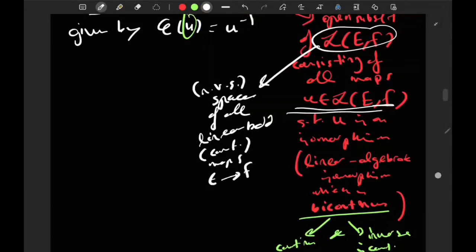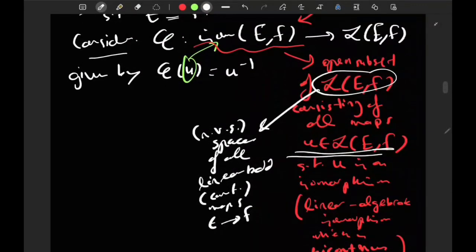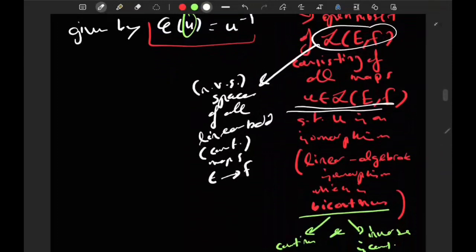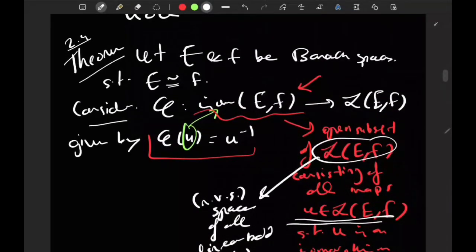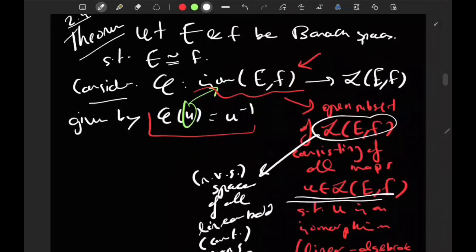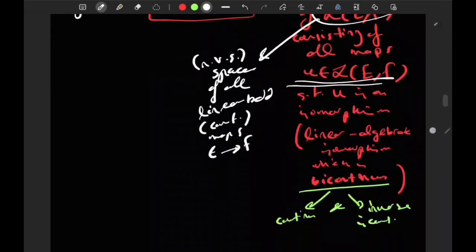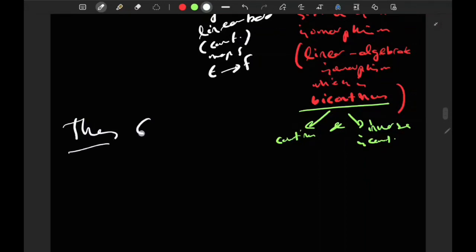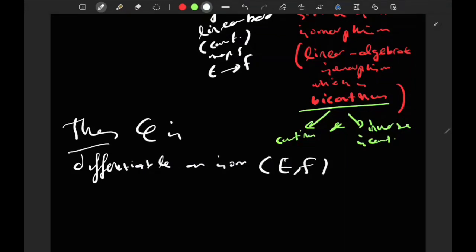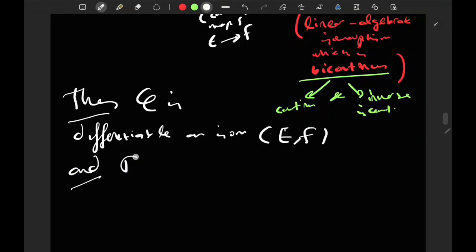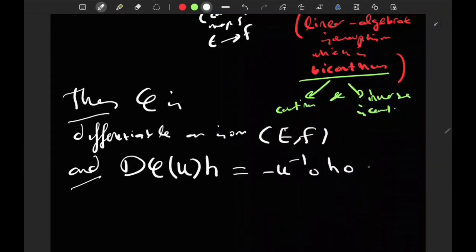Okay, and this map phi we discussed earlier in one of the sessions, and we noted that phi is a continuous map. We proved this thing actually. Phi is continuous. So yeah, now, okay, back to this theorem. So consider this phi, okay, then phi is differentiable on all of isom EF, okay, and d phi at a point U applied to H equals minus U inverse around H around U inverse.